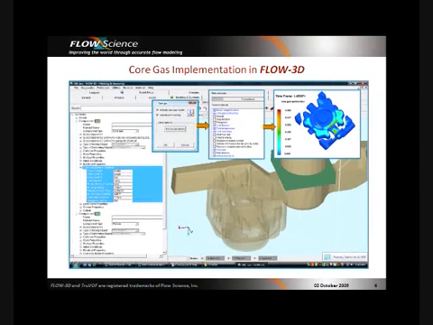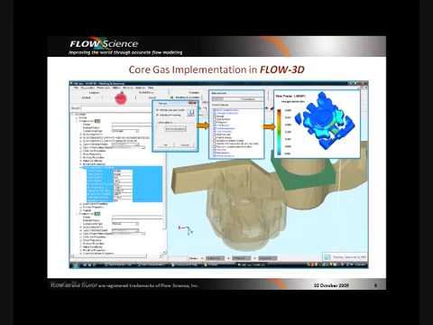We'll take a quick look at the implementation of the core gas model in Flow 3D. Shown here is the Flow 3D interface. Let me briefly go over it. We have some main tabs on the top for the model setup or the pre-processing, the solver, as well as post-processing. In addition to the typical casting setup, the core gas model is activated under the Physics tab.